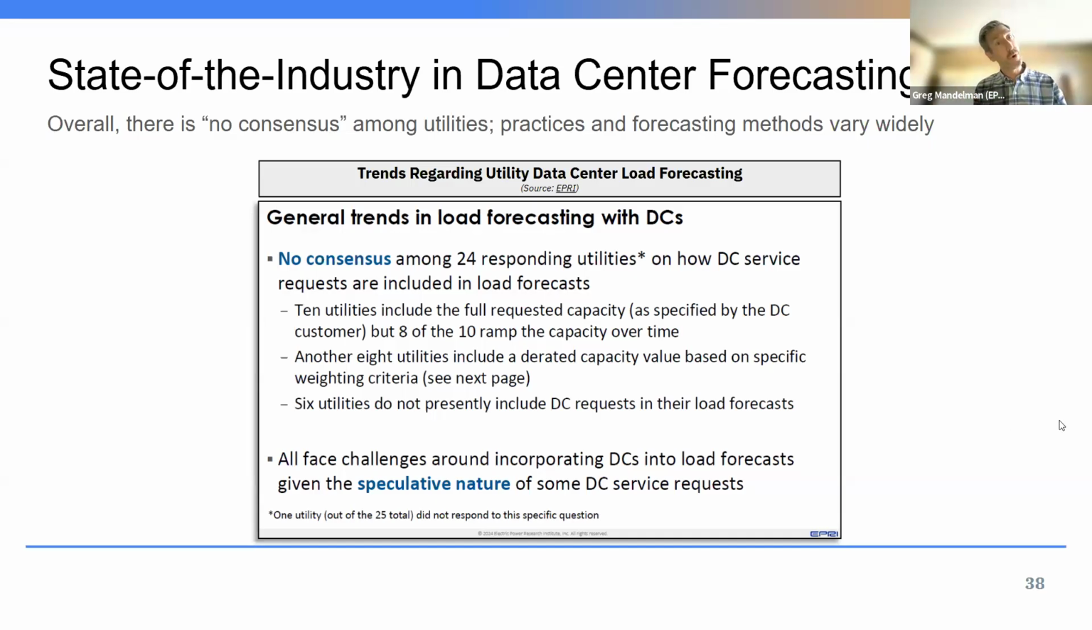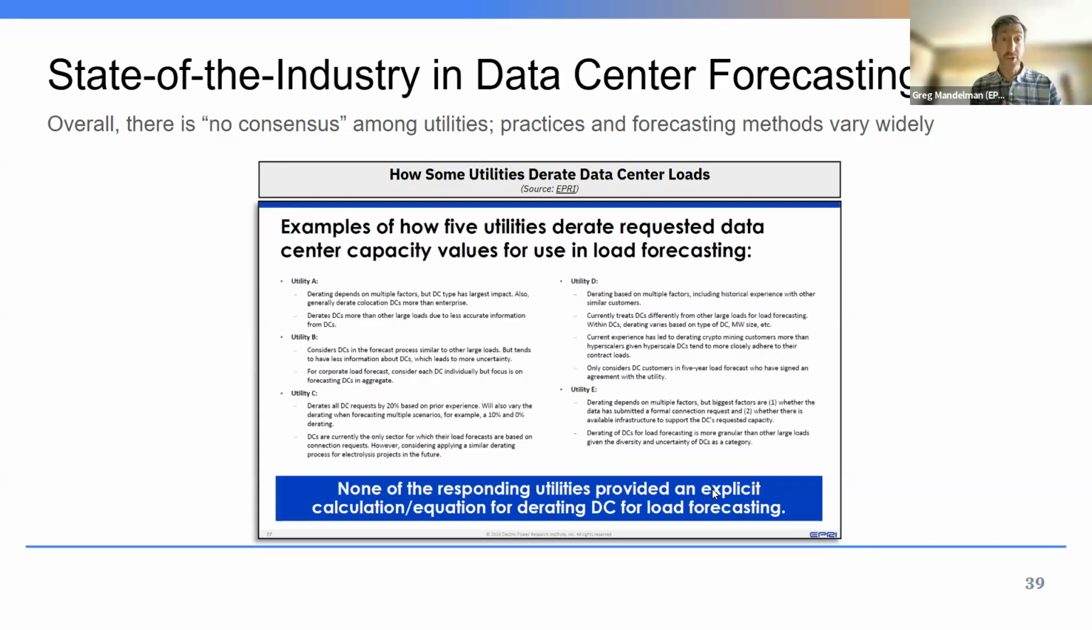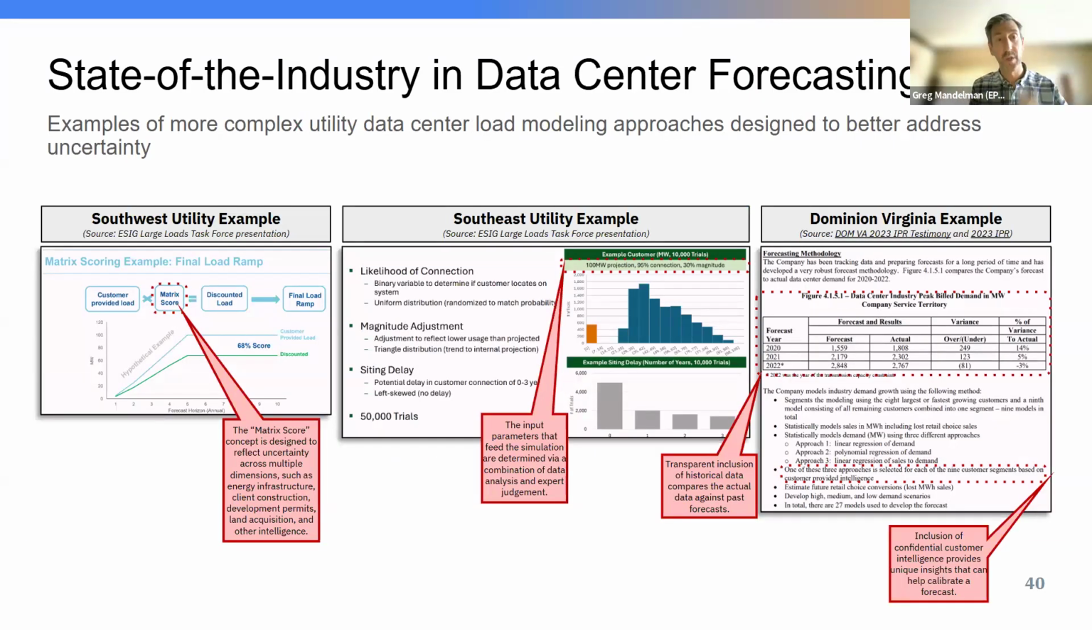The next slide is more information out of that EPRI research that again shows there are a lot of different approaches to how utilities are derating or adjusting their forecasts. And in this next slide, we're going to get 3 examples that I think give you a range of how utilities are approaching this. On the left, I think, is the more sophisticated approach of the 3, though it is still straightforward: you have a customer-provided load. Then they generate a matrix score, which includes, and I've listed this in the bullet, several factors that they rate as ways to modify what they think that customer load will be. They combine those, and in this case, they reduce the requested load by about 68%.